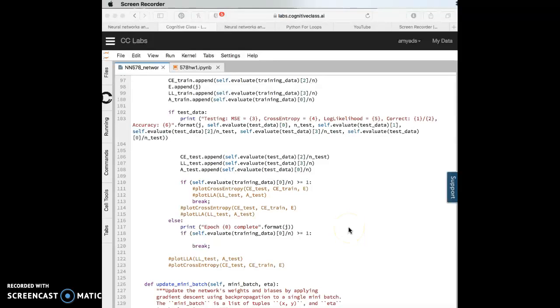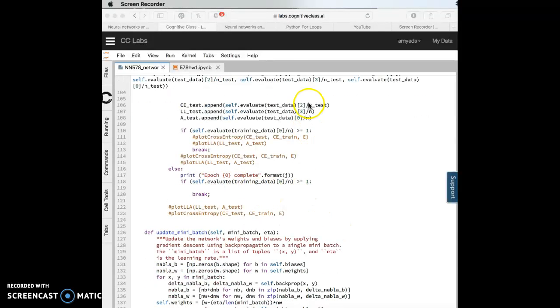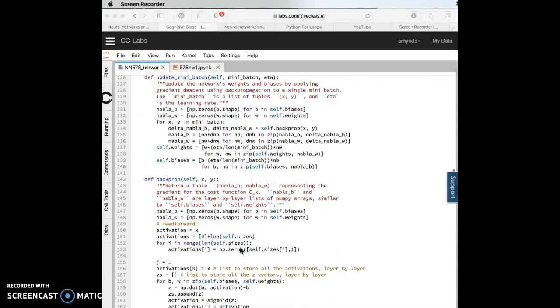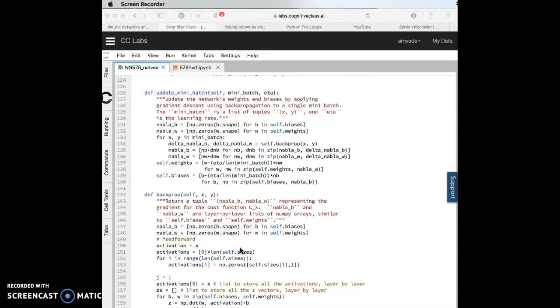We also modified this in order to include early stopping. So no matter how many epochs we have decided to run, if the accuracy reaches 100%, we will break out of the loop. You can see that here. This is also just some comments out for the plots that I made for the extra credit.